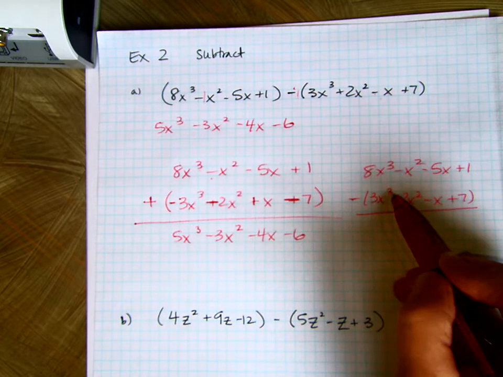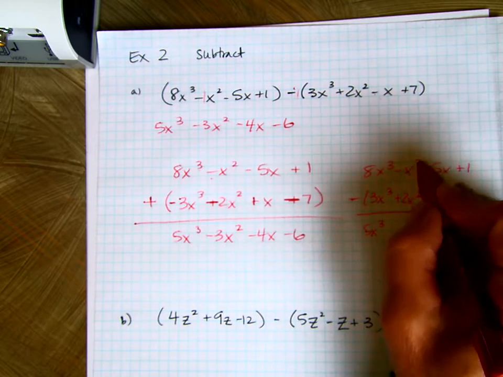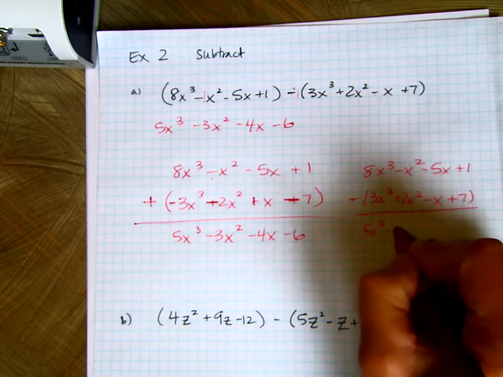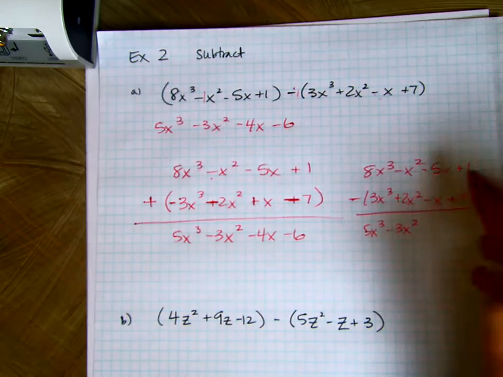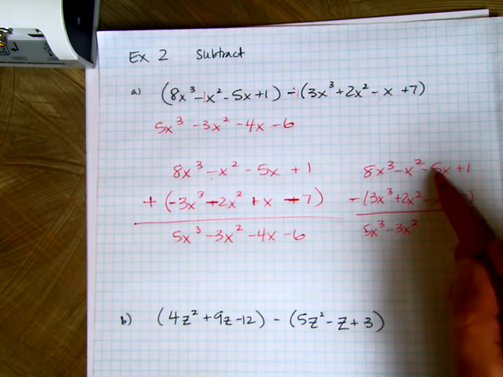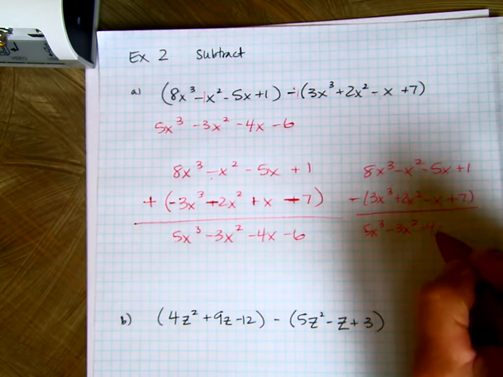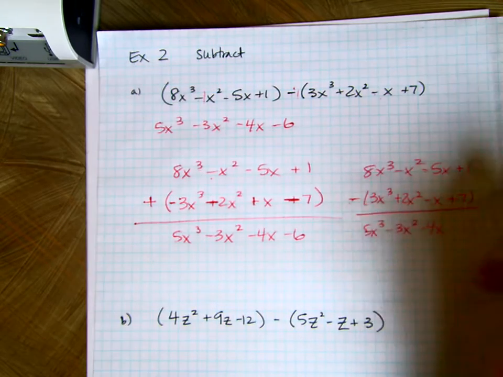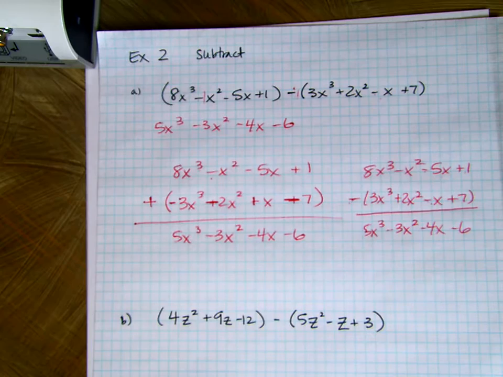8x cubed minus 3x cubed is 5x cubed. A negative x squared minus a 2x squared is minus a 3x squared. A negative 5x plus x is negative 4x. And a 1 minus a 7 is minus 6.